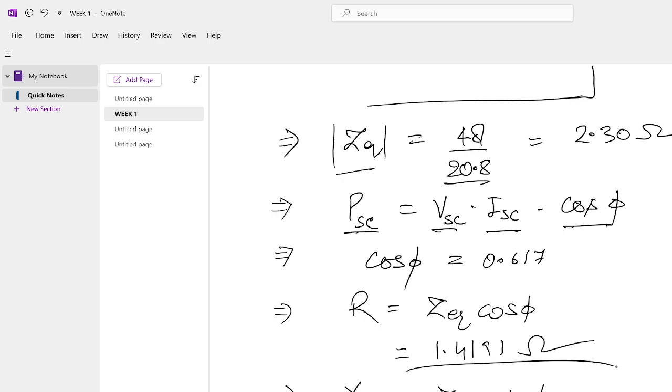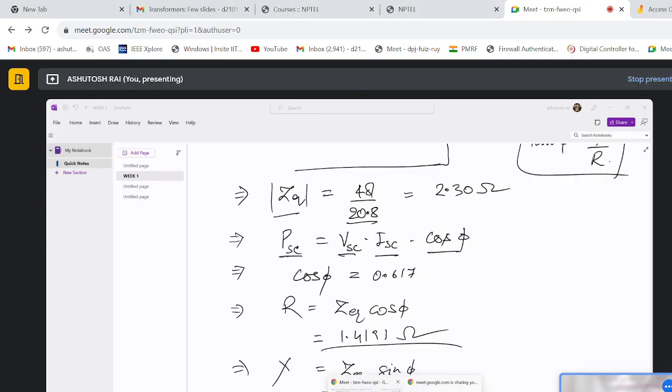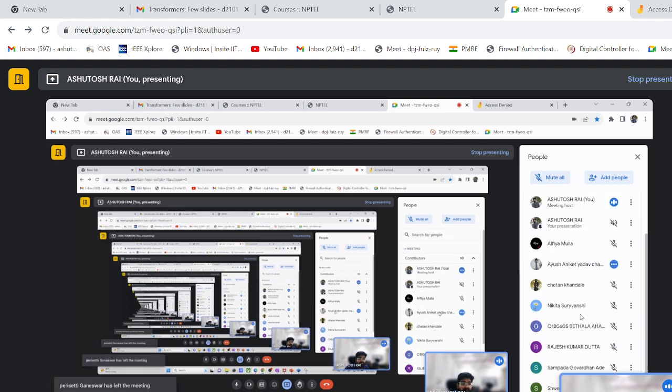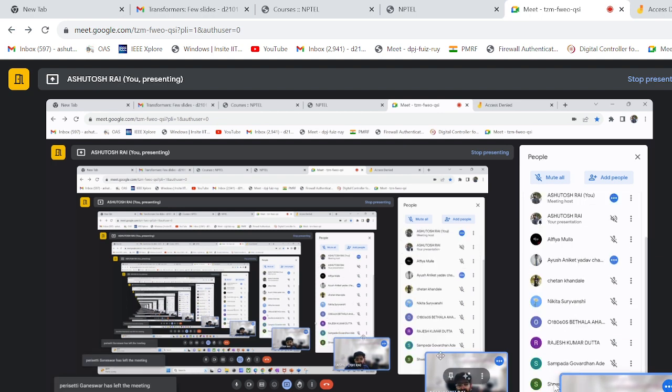Are you getting 1.81 ohm? What about others? Only this one student is interacting. I request others also to participate.